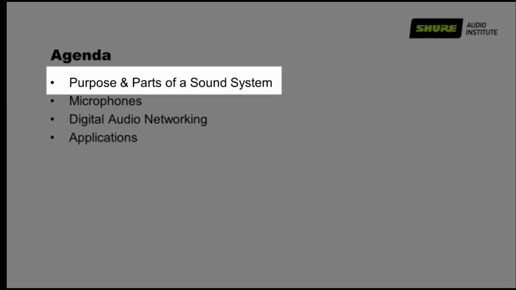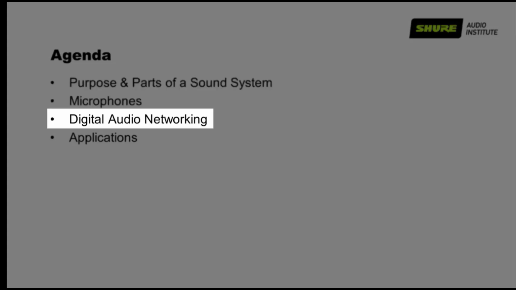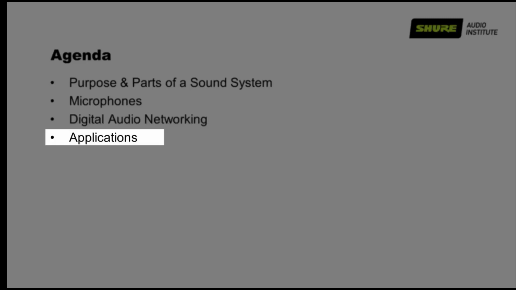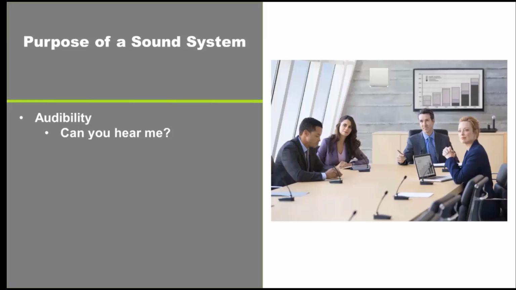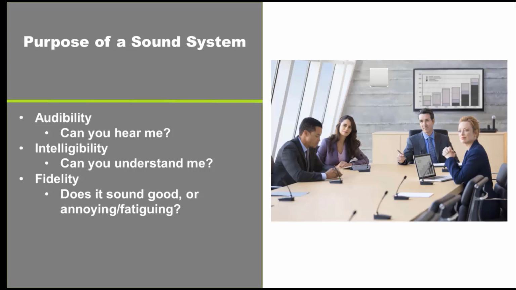So we'll talk a little bit about the purpose and the parts of a sound system, a little bit about microphones. We'll dive pretty deep into digital audio networking, and then we'll talk about some of the major applications too. So first of all, the purpose of a sound system comes down to three things. Number one, audibility. You want everybody to say that they can hear you. And then intelligibility: once they can hear you, can they actually understand you well? And finally, fidelity is where we get into the quality aspect of it. Does it sound good, or does it sound annoying or fatiguing?